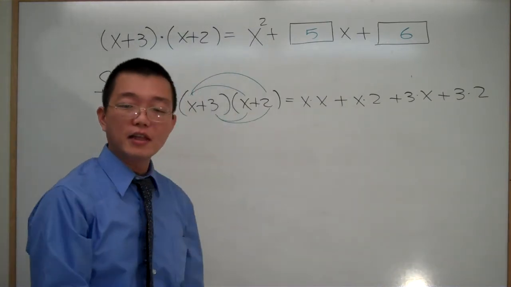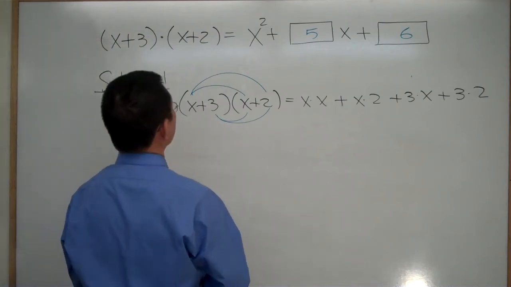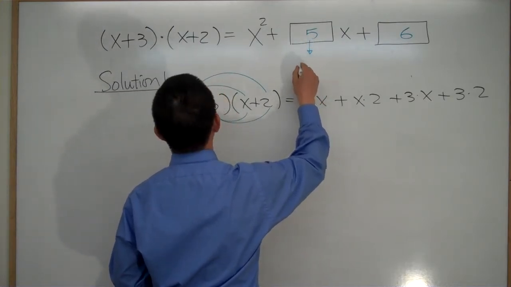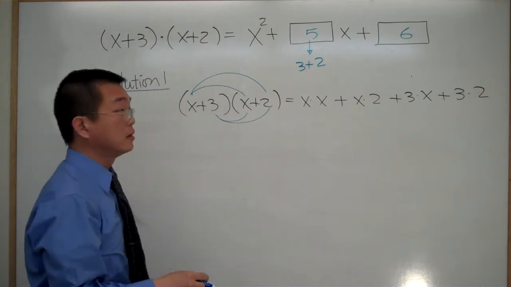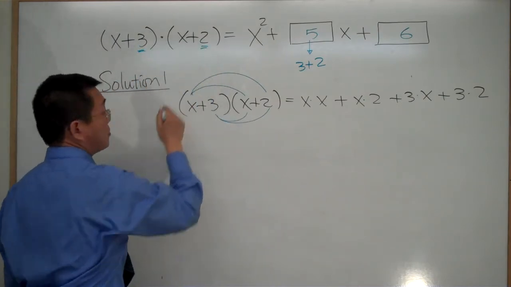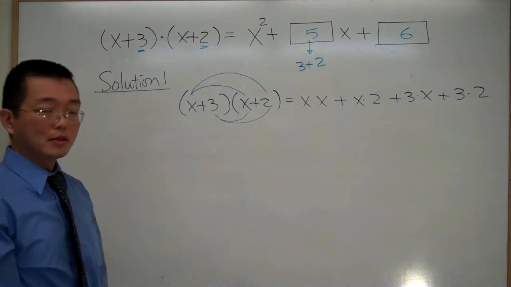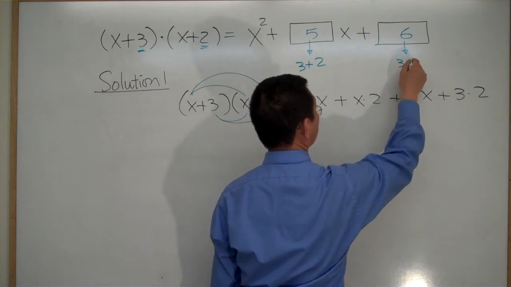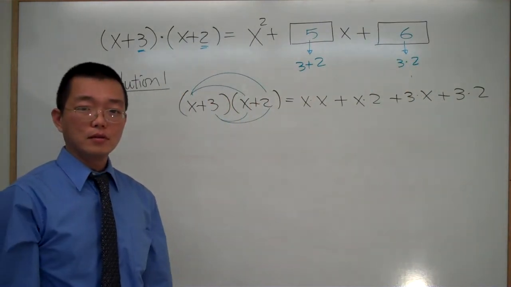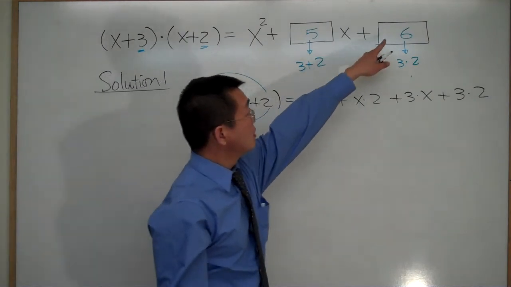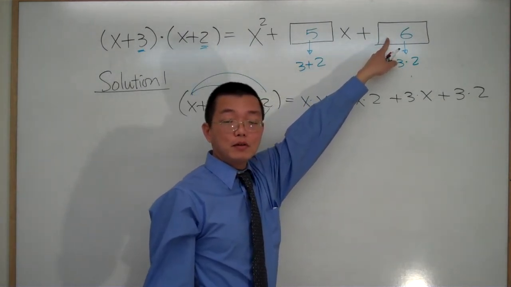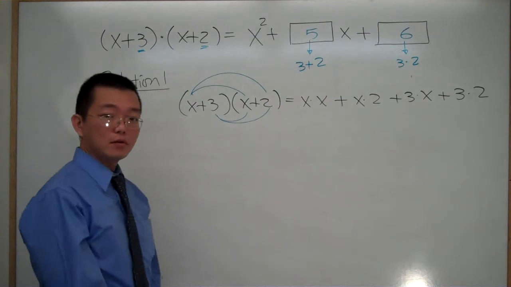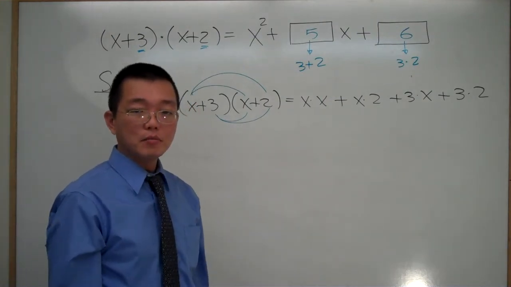Now, I would like us to take another closer observation to see that this 5 is indeed obtained by 3 plus 2, so that'll be this number plus this number. So this 5 is the sum of those two numbers. Now this 6 is indeed obtained by 3 times 2. So in the second blank, I have filled in the product of these two numbers. Now this is no coincidence.